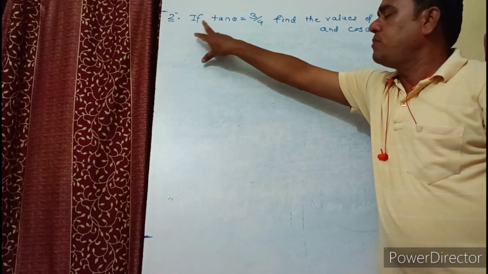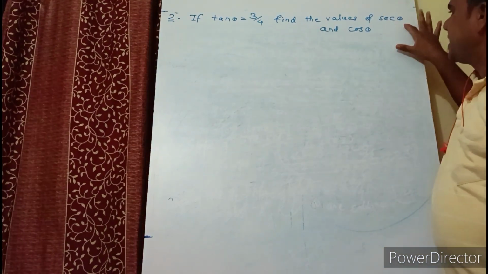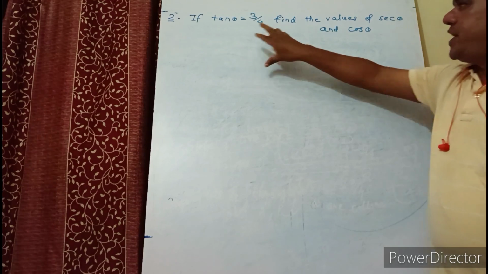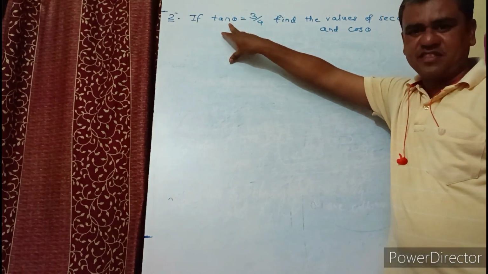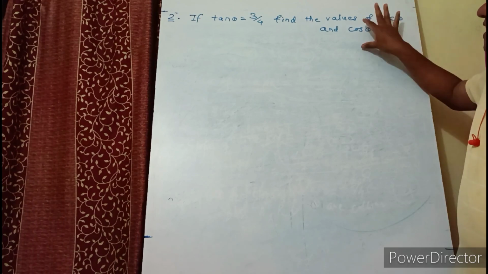Coming to question number 2 of 6.1: if tan theta is equal to 3 by 4, find the values of sec theta and cos theta. Now here the provided value, 3 by 4, is the value of tan theta. Given the value of tan theta, we have to find the values of sec theta and cos theta.